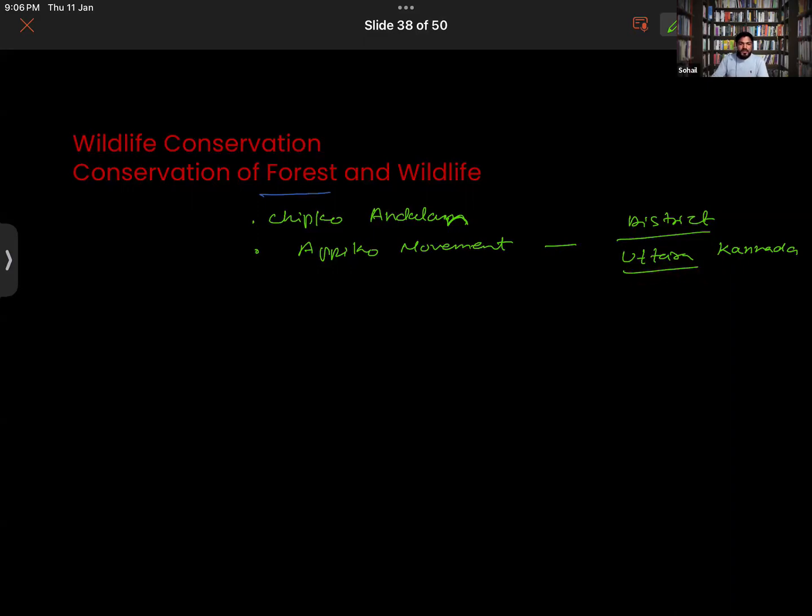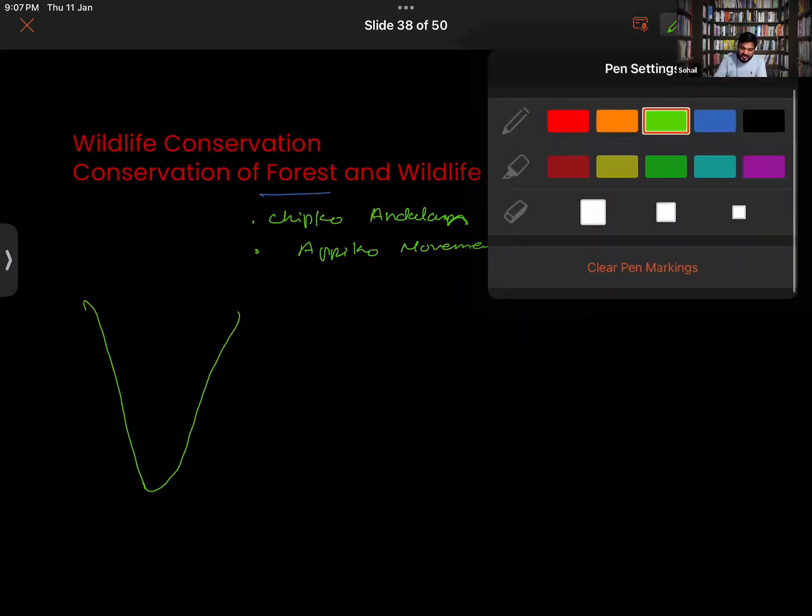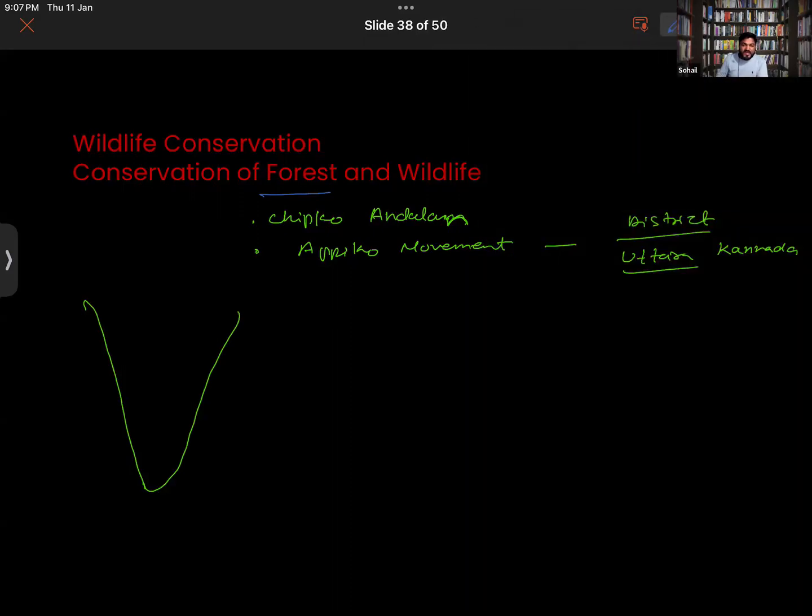Also, when you draw the map of India, you must have studied in geography that you have the Eastern and Western Ghats. Have you studied about that? Yes, sir. So these are the Eastern Ghats, and here you have Karnataka, and also here you have the Western Ghats. So Karnataka lies in the Western Ghats, and obviously this district was also lying in the Western Ghats.